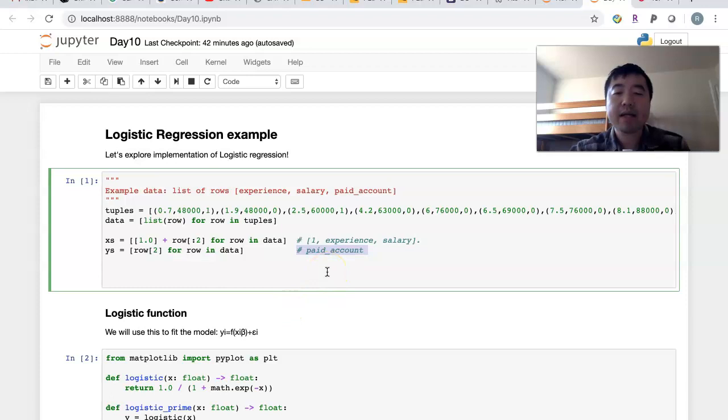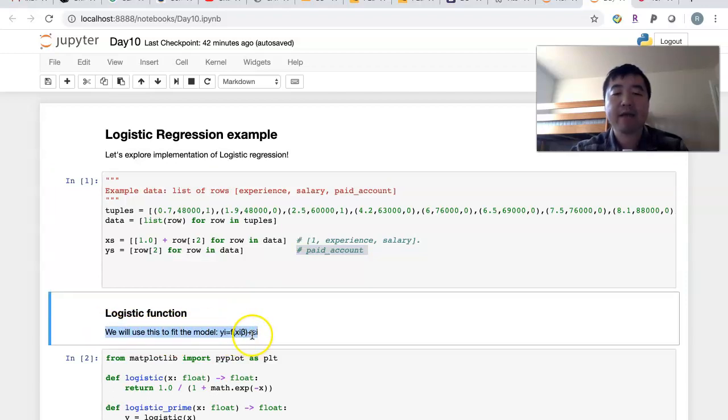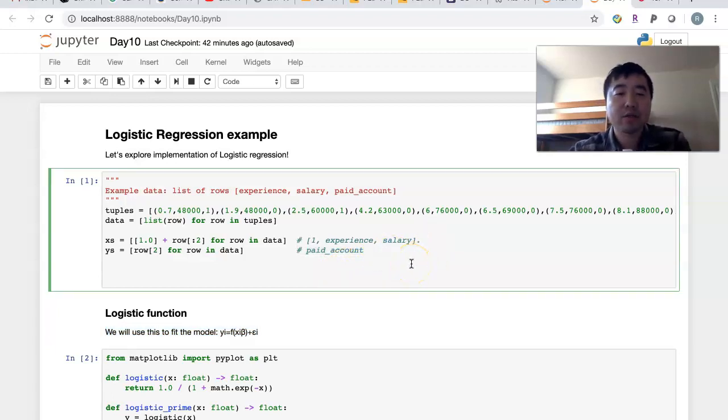Keep in mind the logistic model we have, we use it here. We use y equals f of xi beta, where f is a logistic function. And what are xi and beta? The xi is here: 1, experience, and salary. And then beta would be beta 0, beta 1, beta 2. So it is xi times beta.